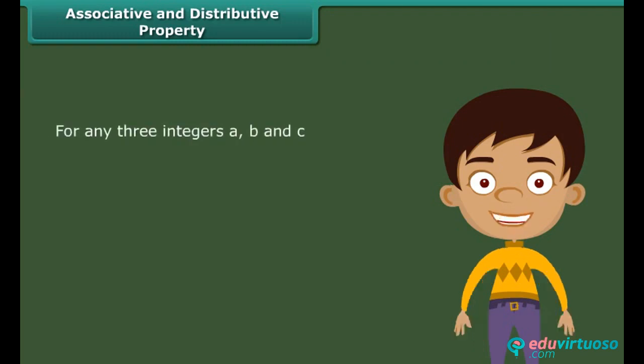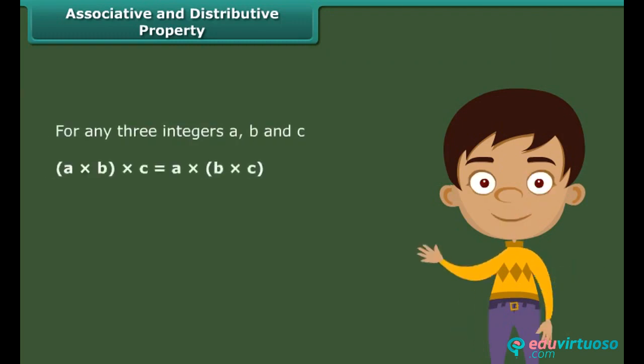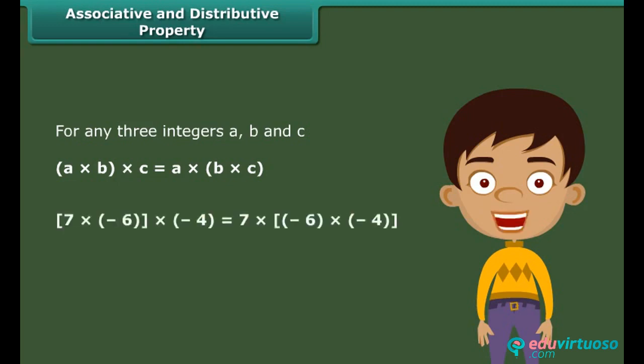For any three integers a, b, and c, a into b into c is equal to a into b into c. For example, 7 into minus 6 into minus 4 is equal to 7 into minus 6 into minus 4.